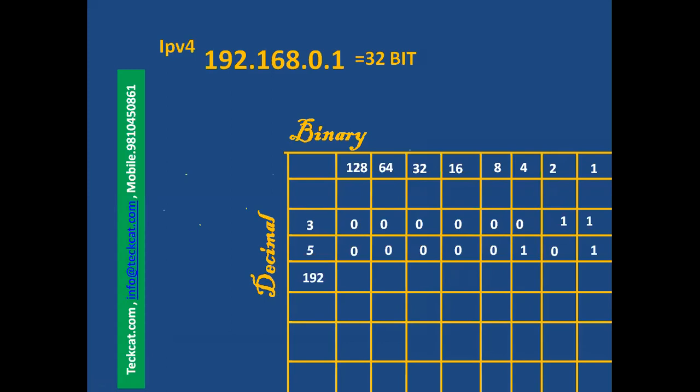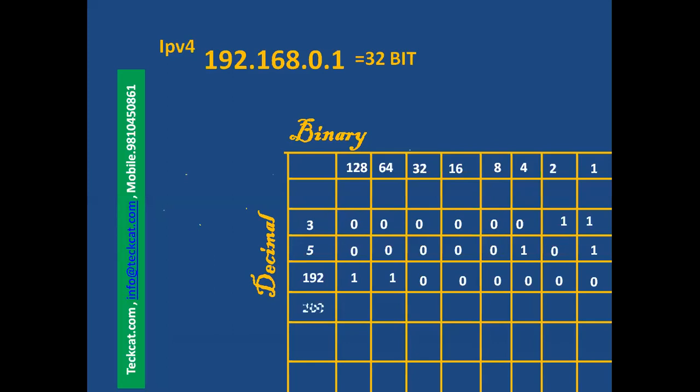192. It's 11000000. See, when you add 128 plus 64, that becomes 192. So the binary of 192 is 11000000. Every decimal number in this format is an 8-bit number.